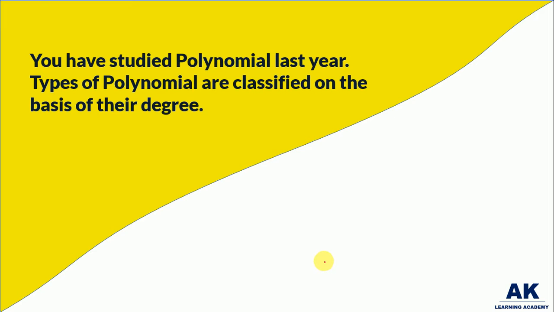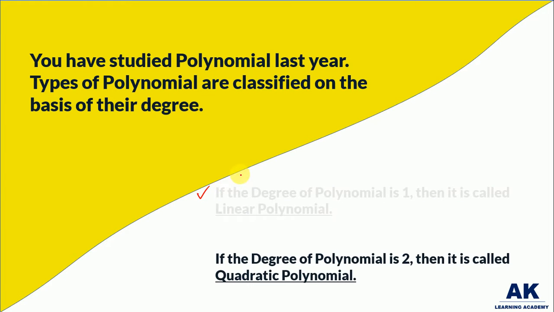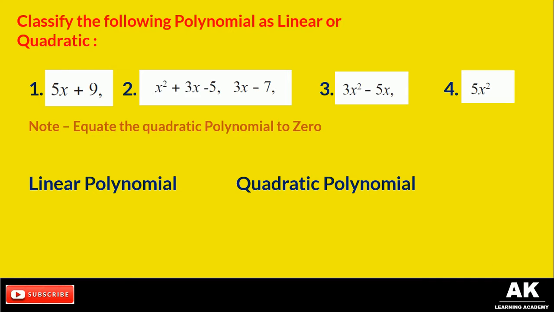Okay, you have studied polynomials last year. Types of polynomials are classified on the basis of their degree, right? So if the degree of the polynomial is 1, then it is called a linear polynomial. If the degree of the polynomial is 2, then it is called a quadratic polynomial, right? Now we have one activity here: classify the following polynomials as linear or quadratic.